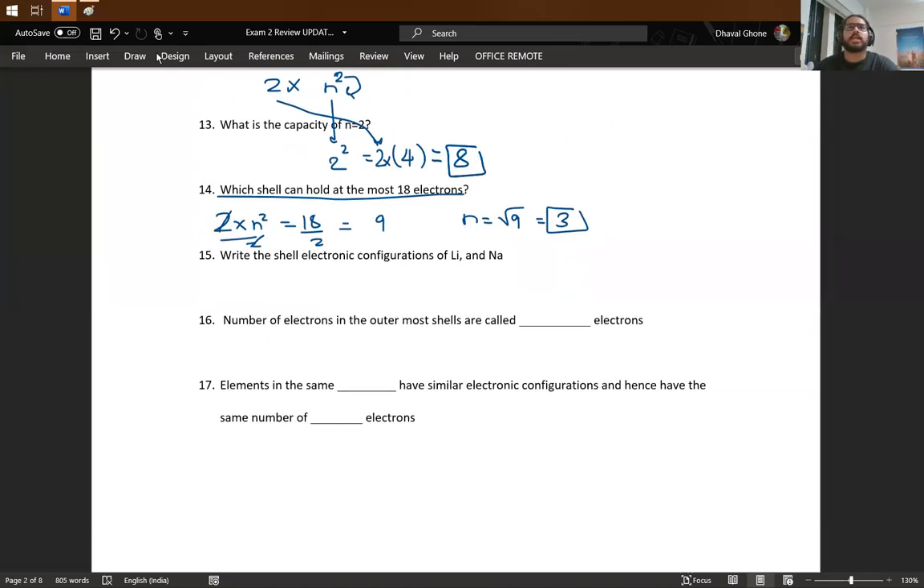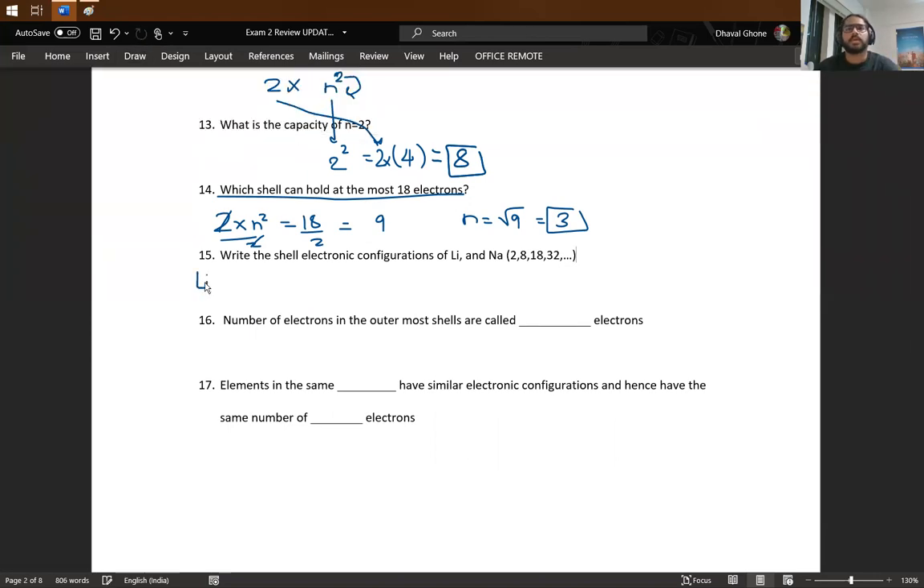Question 15 says, write the shell electron configurations of lithium and sodium. And what I mean by this is of the kind 2, 8, 18, 32, I'm sorry, and so on.